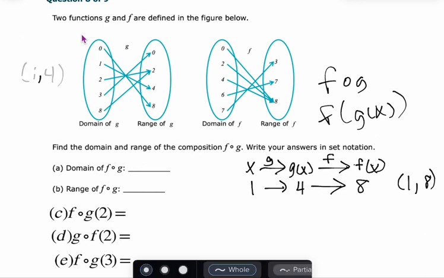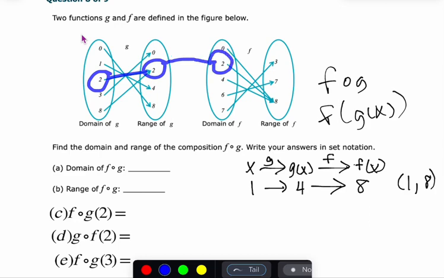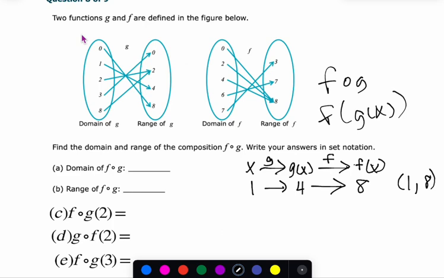So we left off with 1. The next one we're going to check is 2. So I start with 2. It becomes a 2. Then I connect over here, and that 2 becomes an 8. So I start with 2. It became a 2. It stayed a 2. That 2 then becomes an 8. That's the point 2, 8. Okay, let's do it again.